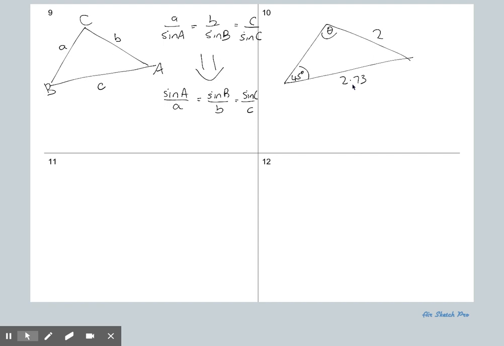So again, without getting caught up with A's, B's, and C's, I've got a pair, a side with an opposite angle, and I have a pair with a bit I don't know. So all I do is match them up. I'm looking for an angle, so I'm going to put the angle on top. I'm going to say that the sine of theta over 2.73, please use that, don't worry about 1 plus root 3, we know that's the exact answer though, is equal to the sine of 45 degrees over 2.